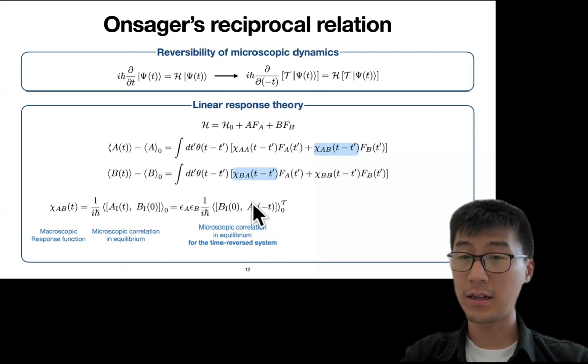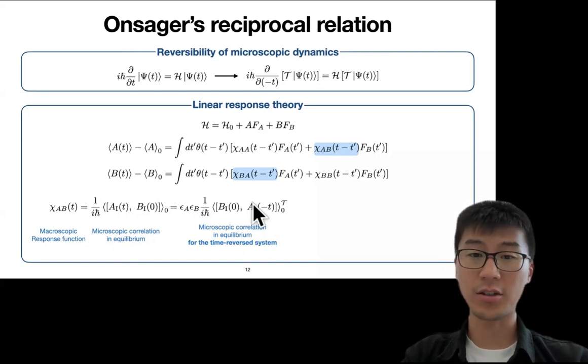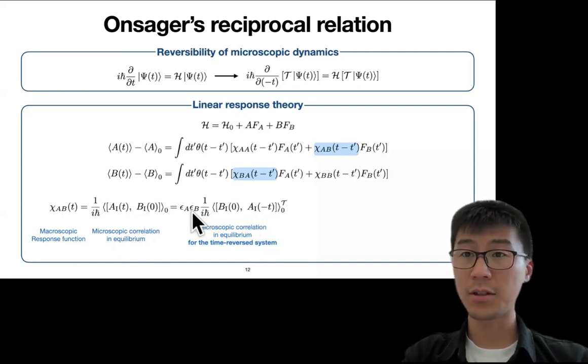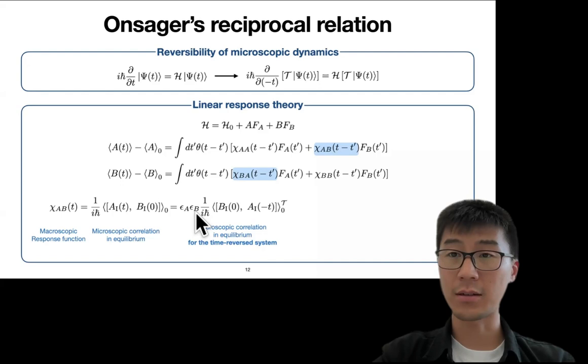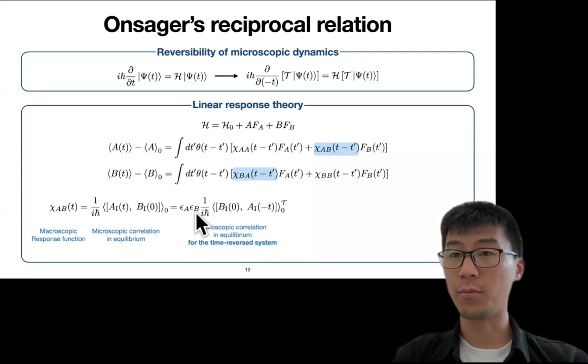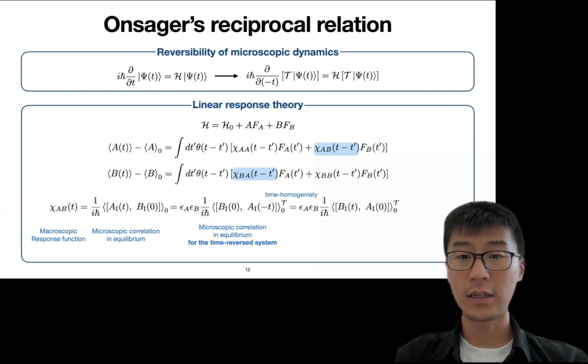So it means that we calculate this correlation in the original system, and we calculate the other correlation, B and A, in the system with the opposite direction of magnetization. And then this epsilon A and epsilon B are time reversal parities of the operators A and B. For example, for spin or orbital angular momentum, it's -1. For position, it's +1. But then if we translate time, then we get the following way.